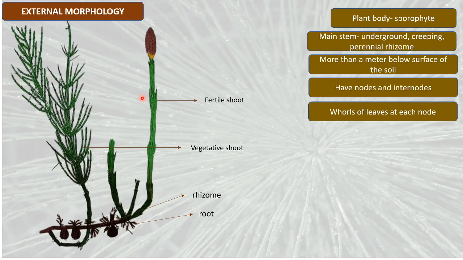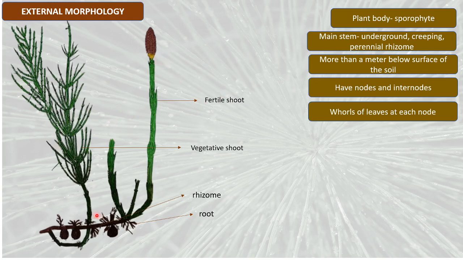Another variation is that in some species there is no differentiation of vegetative and fertile shoot. All of the aerial shoots will give rise to sporangia. An example of this is Equisetum debile and Equisetum diffusum. So in different species there is a different arrangement present, but this is a general understanding of the plant body, right? There are vegetative shoots and fertile shoots. Vegetative shoots have branches and leaves, whereas the fertile shoot has the presence of sporangia.